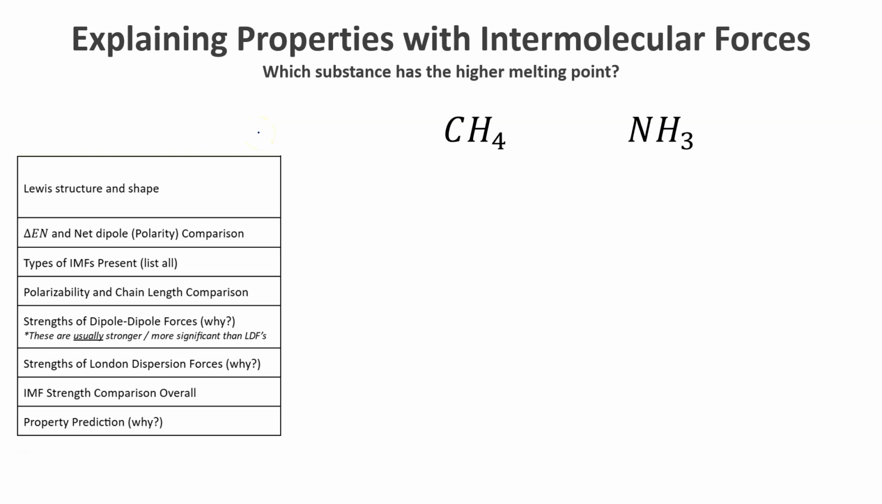Hey everybody, in this video we're going to continue working on explaining properties with intermolecular forces. In this case, we're going to be analyzing CH4 methane versus NH3 ammonia and trying to make a prediction about which of these substances will have the higher melting point. To do this properly, there's a lot of stuff you have to go through. A bunch of these are really fast, so don't feel too overwhelmed, but these are all the things you have to think about when you're answering a question like this. Let's take a look at it.